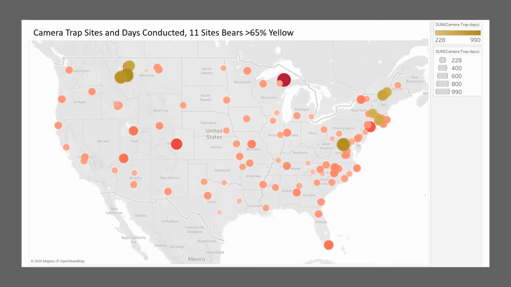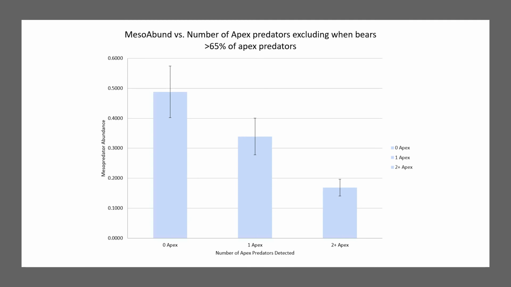Those 11 sites represent mountainous areas with an abundance of black bear populations, and if they are excluded, a dramatic effect can be seen in the results. Here we see the continued steady reduction of mesopredator abundance as apex predator species increases. However, the standard error bars between 0 apex predators and 1 apex predator have approached a slight overlap. This suggests that when abnormal sites with an overabundance of black bears in comparison to other apex species are excluded, the case for our hypothesis may be weakened.